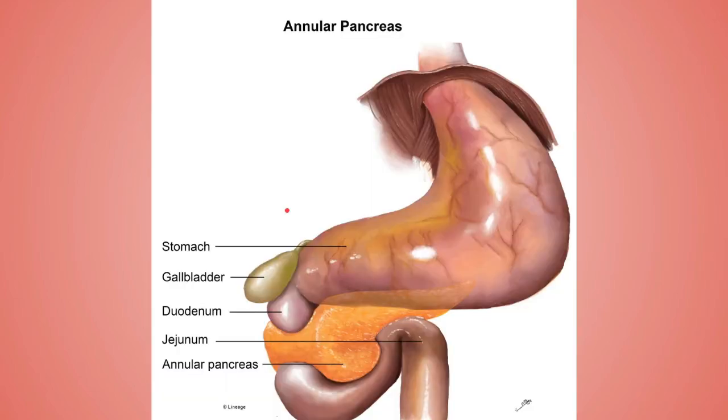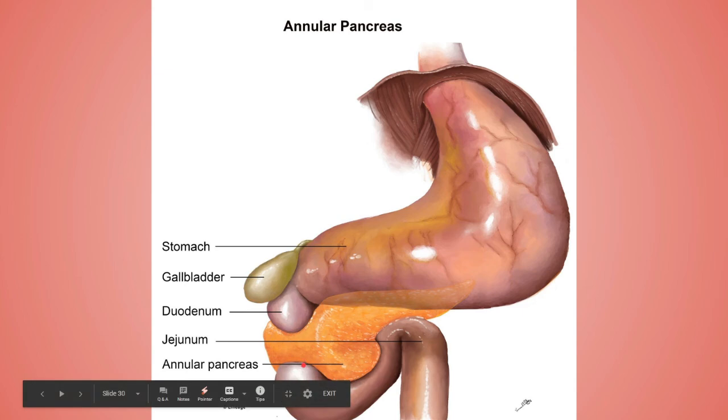Now one more important term is the annular pancreas. What is annular pancreas? Over here, as you can see, this is the second part of the duodenum. So what happens in the annular pancreas?